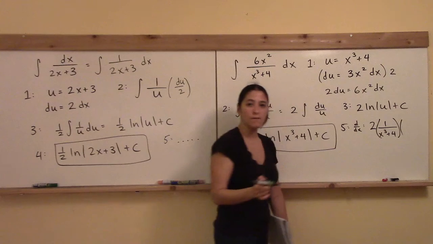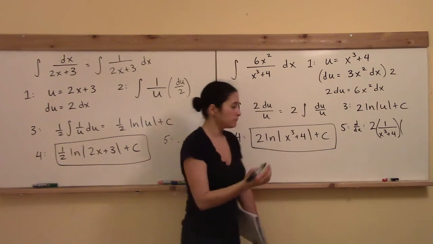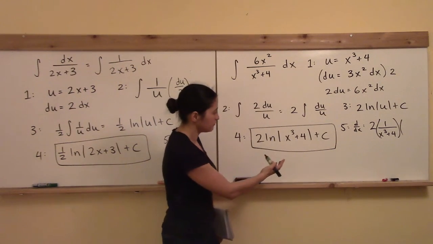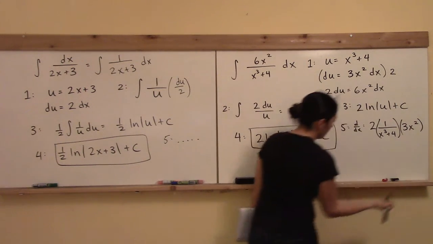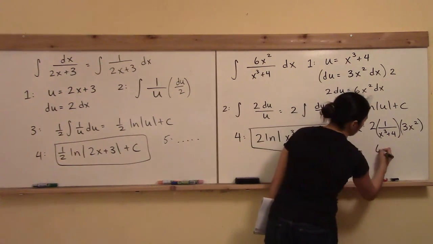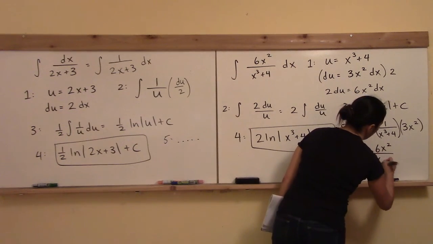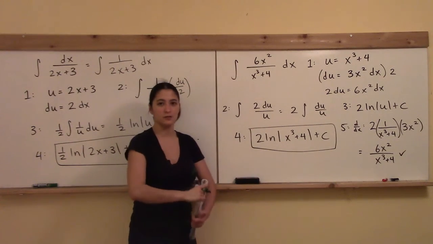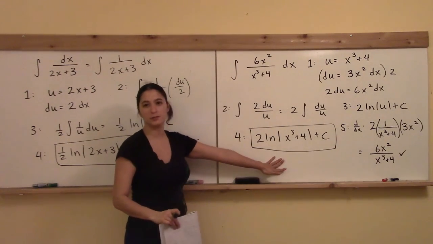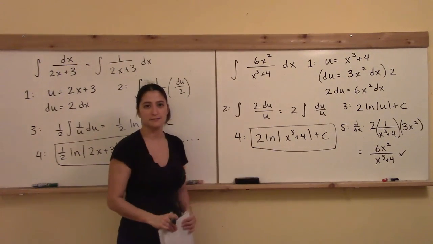But then don't forget the chain rule. Then after I do the 1 over part, the derivative of the inside has to appear next to it, just like that. And then when you rewrite that all out, you get a 6x squared divided by x cubed plus 4. Yes, that's perfect. That's exactly what I was asked to integrate. Don't forget the plus c, and you're good to go.